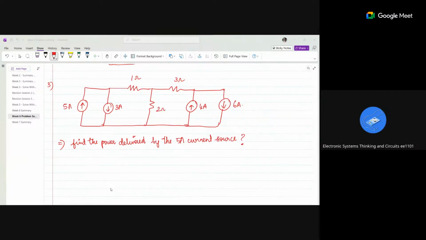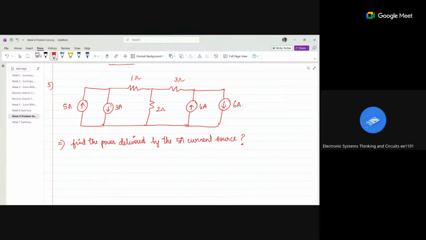So you basically tried the superposition principle, right? Yes, ma'am. But you shouldn't remove all the sources like that. Okay.